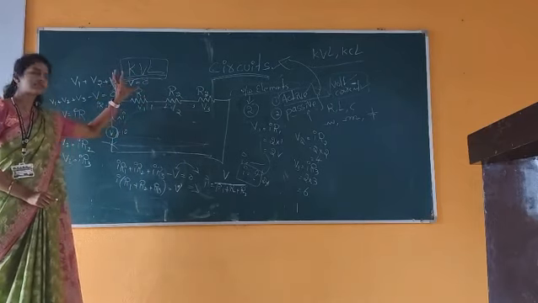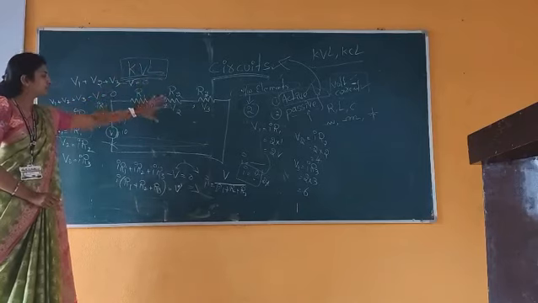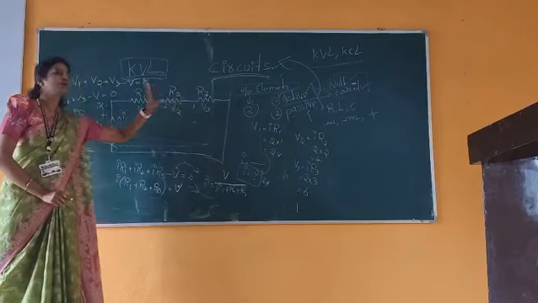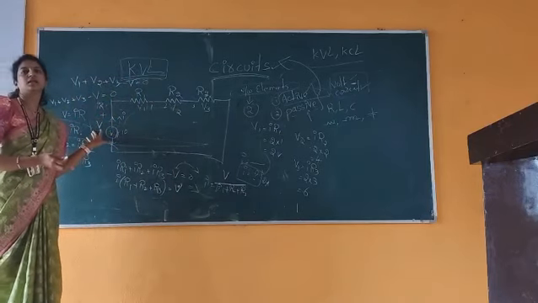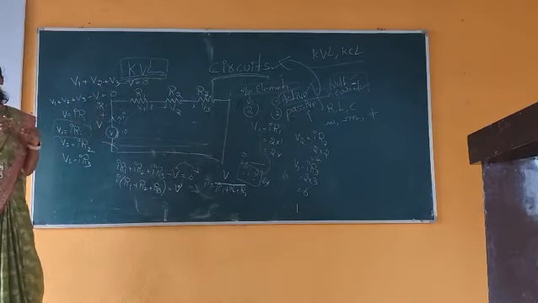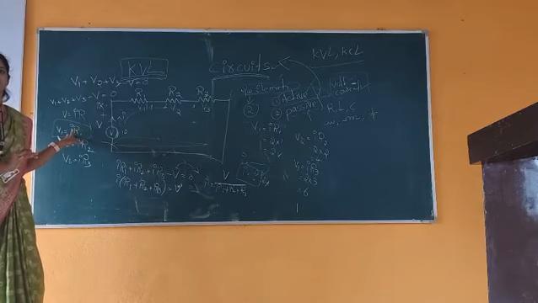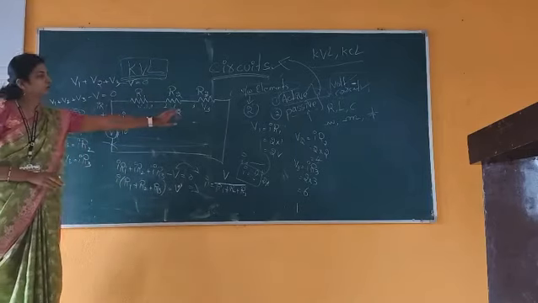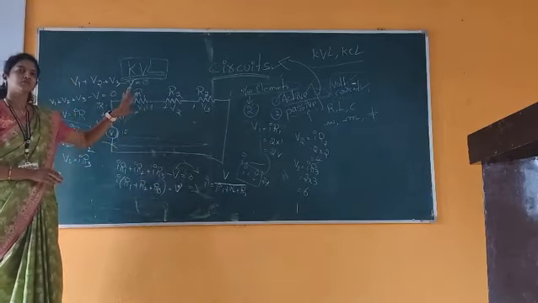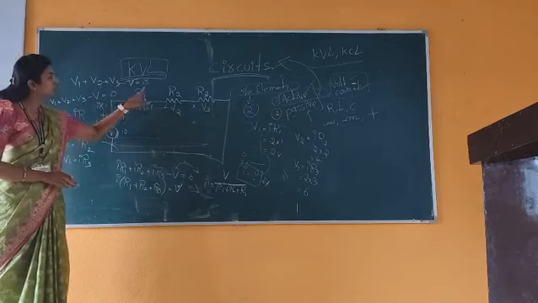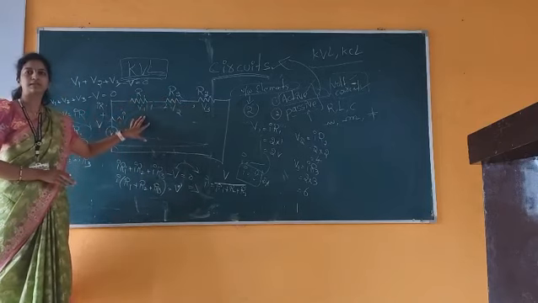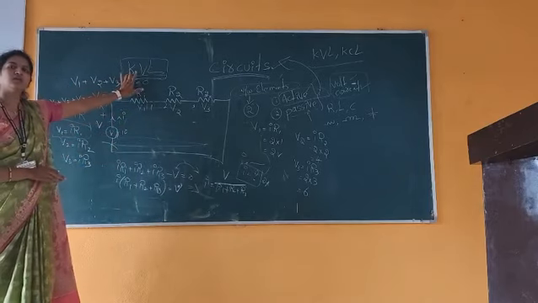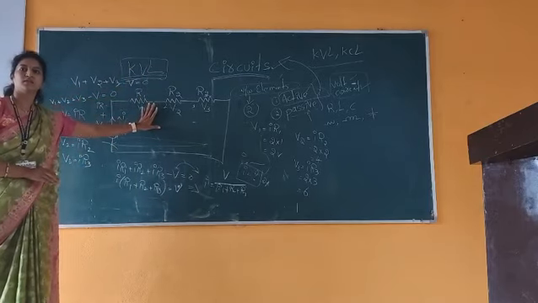This KVL is applicable for this circuit when these resistors are connected in series. In a simple way, we can say that KVL is a method to find the voltage drops across the resistors. This is the procedure we have to follow in order to find the voltages across the resistors. We have discussed this by taking a simple example. This is the concept of KVL, which is Kirchhoff's voltage law.